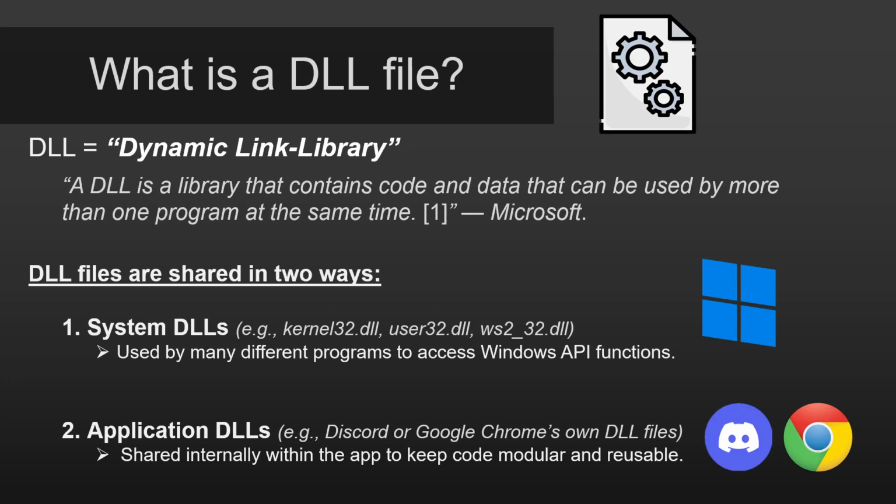So to start, what is a DLL file? Well, DLL stands for Dynamic Link Library, and paraphrasing Microsoft's own definition, it's a file that contains code functions and data that can be referenced or shared by different programs simultaneously within Windows. This comes in two different ways. There are system DLLs provided by Microsoft's Windows API, and this lets third-party app developers access common functions internal to Windows. Then there's going to be proprietary DLL files that are shared internally within program applications themselves. So in this case, for example, Discord or Google Chrome.